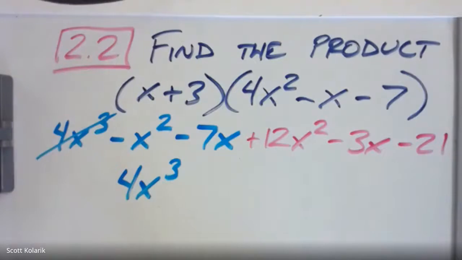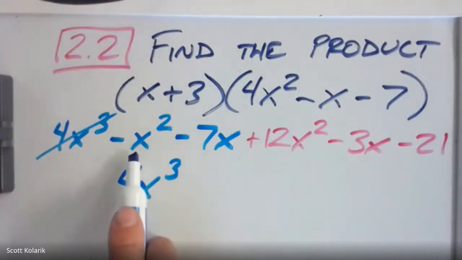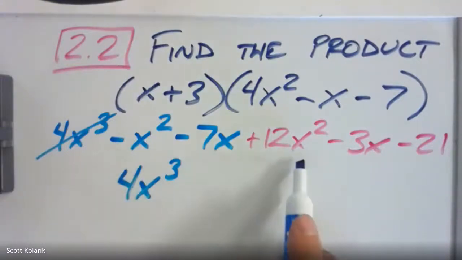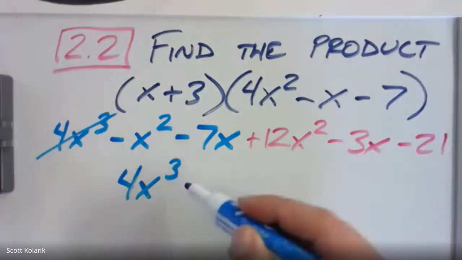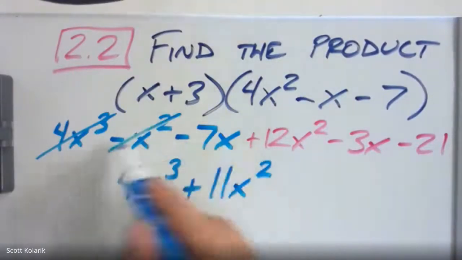That guy's done. x squared, or x to the 2 power, can only go with other x squareds. There's another one right here. So negative x squared and positive 12x squared will give me positive 11x squared. And these guys are now done.